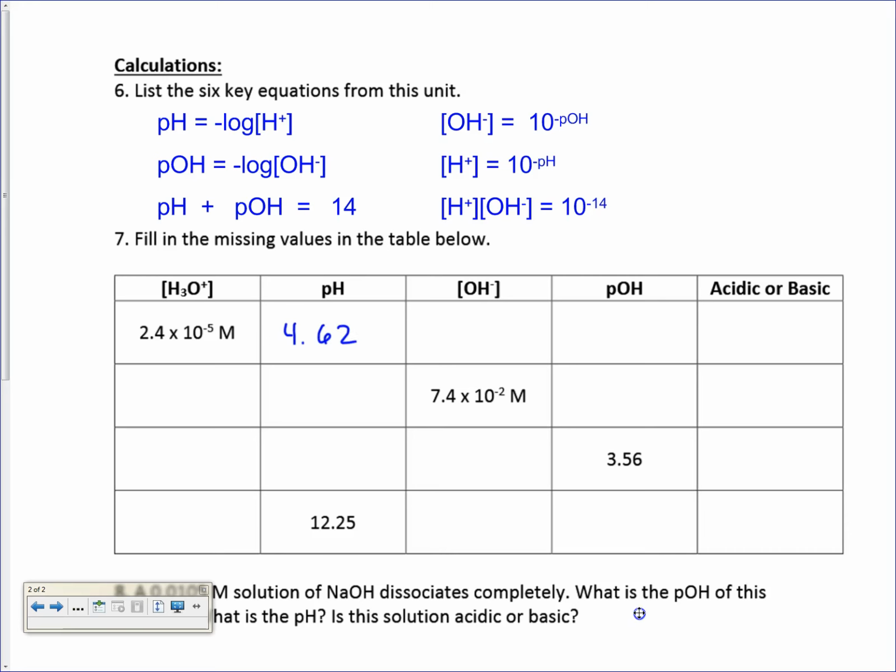Concentration of OH, there are a couple ways that you can get this. I think the easiest way is probably to find the pOH next. Just take 14 minus that 4.62 because pH and pOH add together to be 14. And you get 9.38. Concentration of OH, if you take 10 to the negative 9.38, that will give you concentration of OH. So that's 4.2 times 10 to the negative 10th.